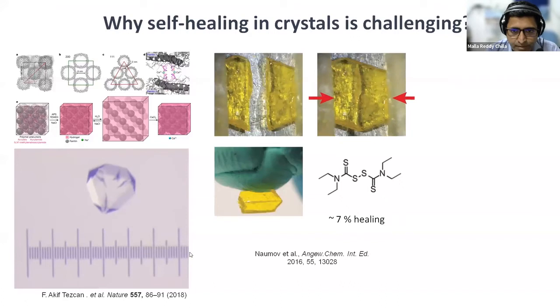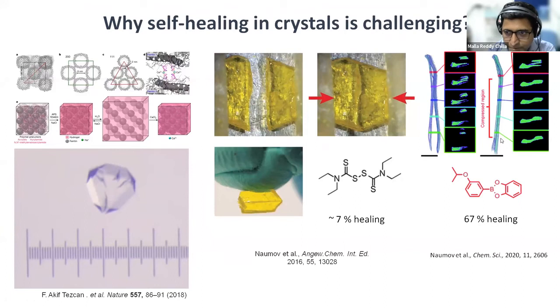Okay. And then we have other examples in molecular crystals where you cut a crystal and then you put them together, and with time they come together and then they heal. In this particular case, this was the first example in molecular crystals. You can see that the healing is 7%. It regains some mechanical strength. And then there is another example. You can see better healing here. And this crystal again is very, very soft. You can see the crack here, but still this holds the crystal together, and it regains the mechanical strength.